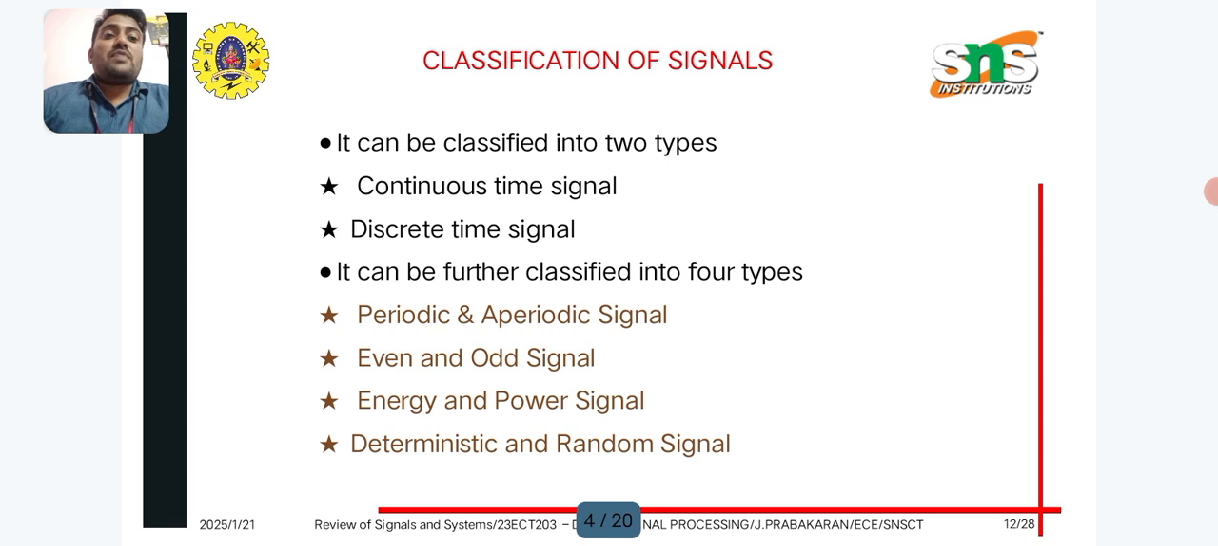It can be further classified into four types: periodic and aperiodic signals, even and odd signals, that is symmetric and asymmetric signals, energy and power signals, and deterministic and random signals.